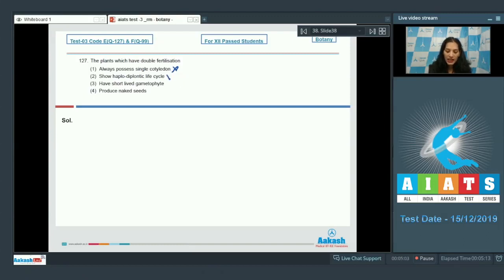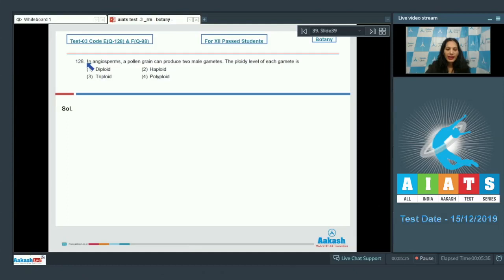Show haplodiplontic life cycle? No, they show diplontic life cycle. They have short-lived gametophyte? Yes, it is true. They produce naked seeds? No, their seeds are enclosed within the fruit. So, they have covered seeds. So, the correct option for the given question is option number 3. Let's move to the next question.